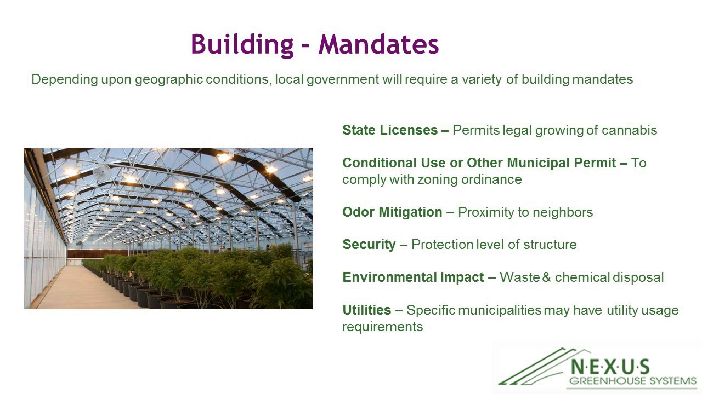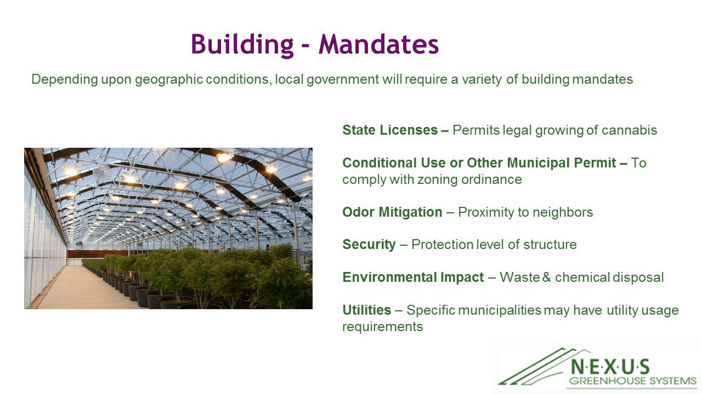So depending upon the geographical conditions, the local government will require a variety of building mandates. These are things that the government's going to require of your build based upon where it is you're building, whatever they've decided is important. And it can be a number of different things. First and foremost, you're going to have your state license, which permits you to legally grow cannabis. Then conditional use or other municipal permits, called your CUP or conditional use permit. This is basically to comply with the city or local municipality's zoning ordinances.